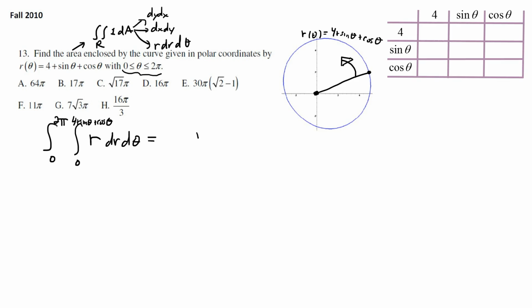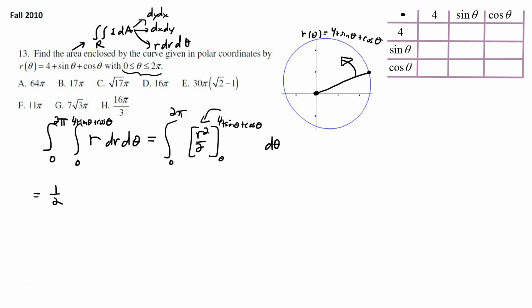Integrating r, we get r squared over 2. And we have to evaluate that from 0 up to this 3-part function, 4 plus sine theta plus cosine theta. Then later we integrate from 0 to 2 pi. And so what we're going to end up with is 1/2, pull that on the outside, and it's our job to square this 3-part 4 plus sine theta plus cosine theta.